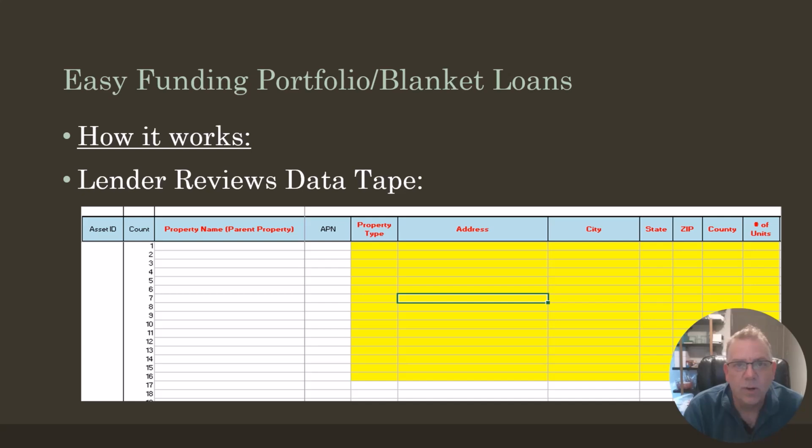Okay, so how does this work? Well, the first thing you need if you're going to look to get a blanket loan or a portfolio loan is what's called a data tape. And a data tape, quite simply, I have an example here on the screen. This is just a sample piece of a data tape. I couldn't fit it all in here, but if I was to go across, you would see that there's a lot of information that's asked about each property. So essentially, you're going to list out all of your properties, and then you're going to give the information specific to a data tape required by the lender so that they can underwrite for the blanket portfolio loan.